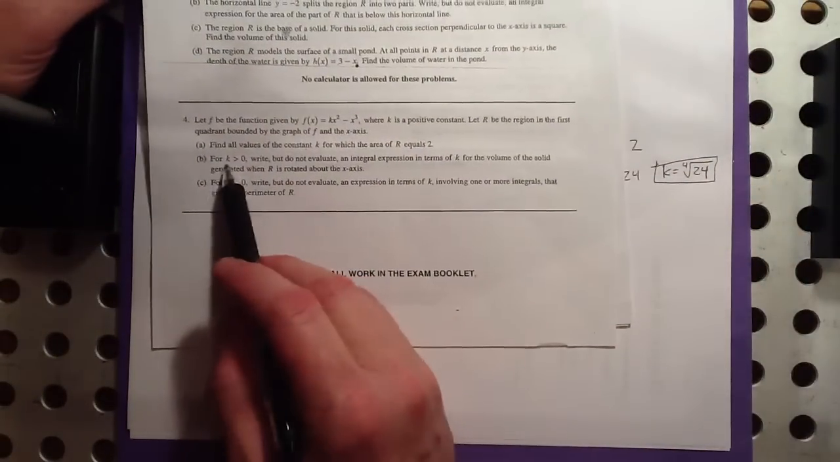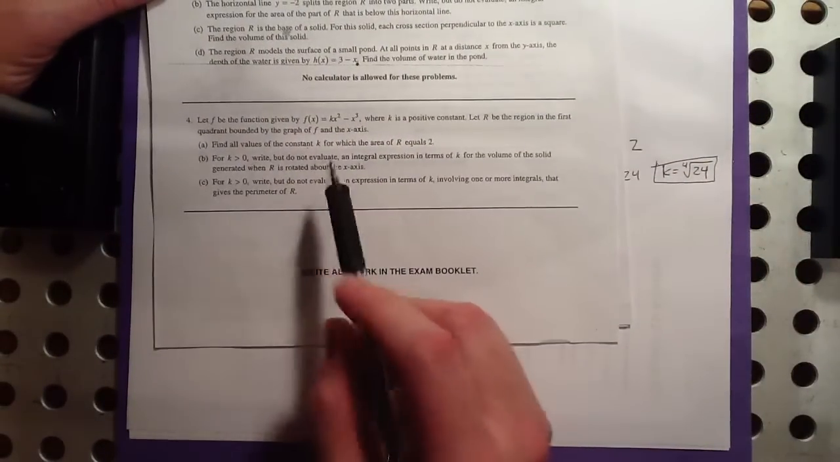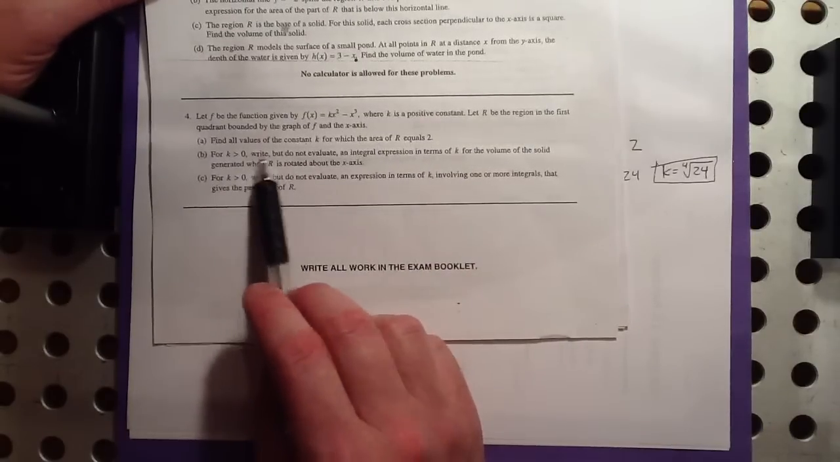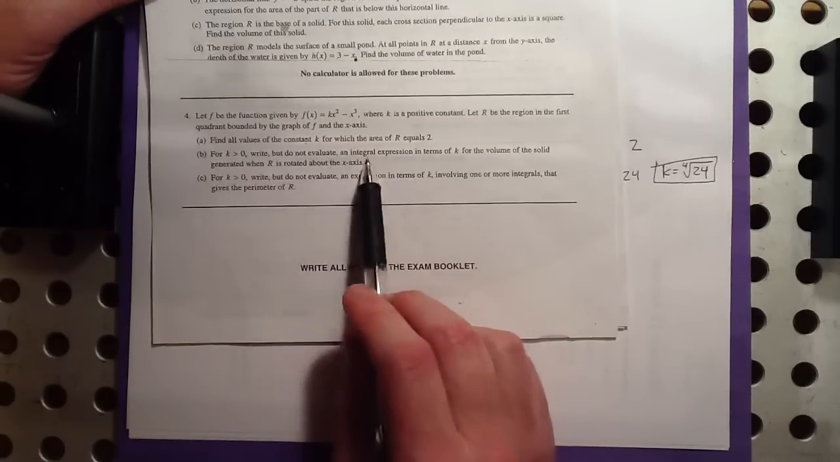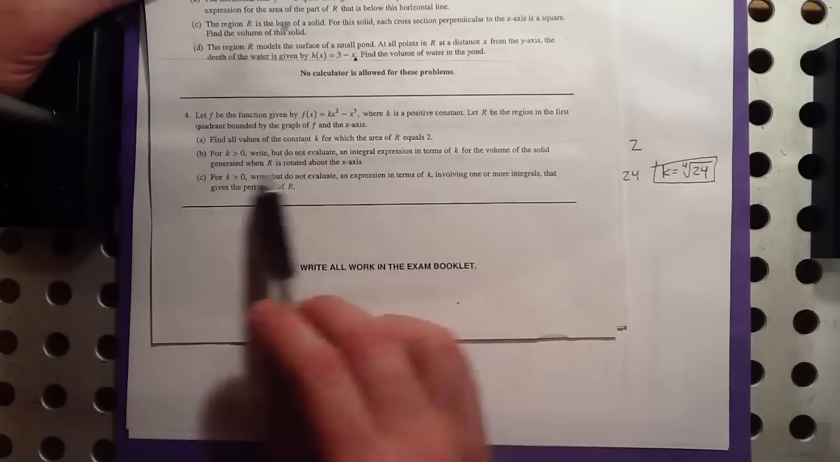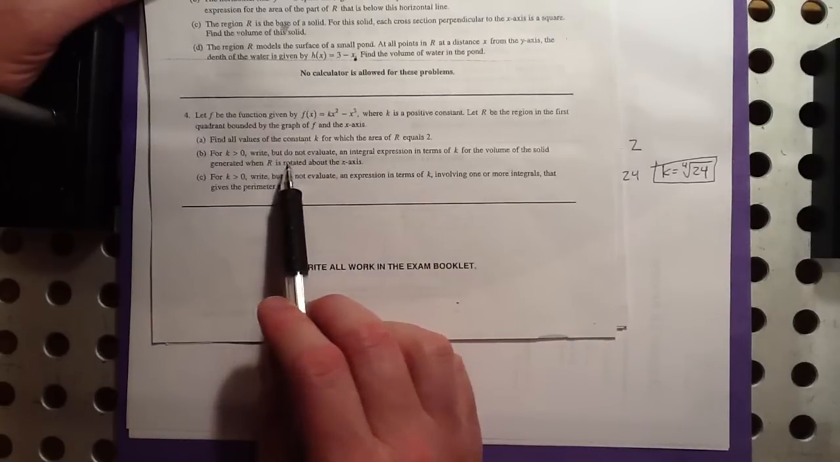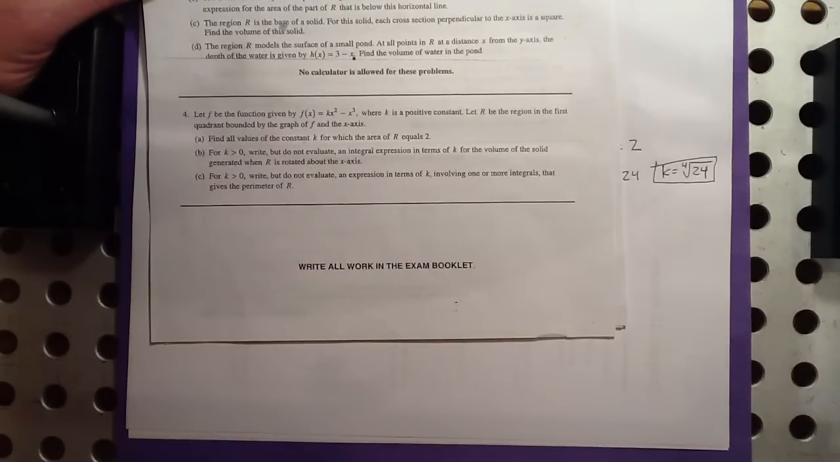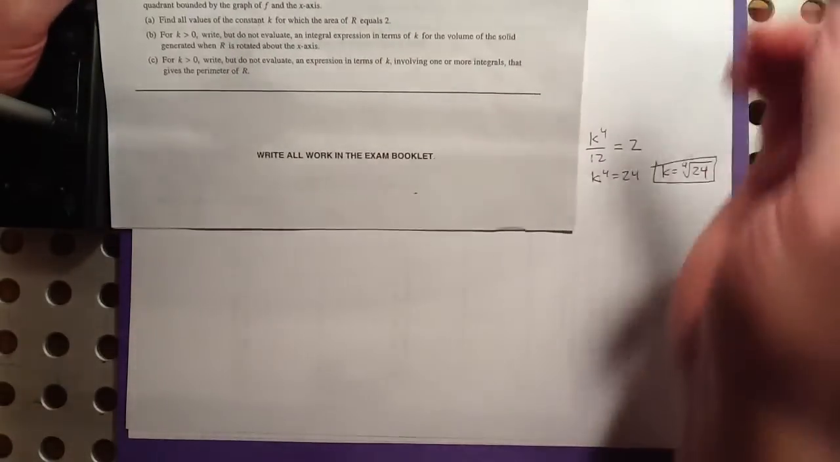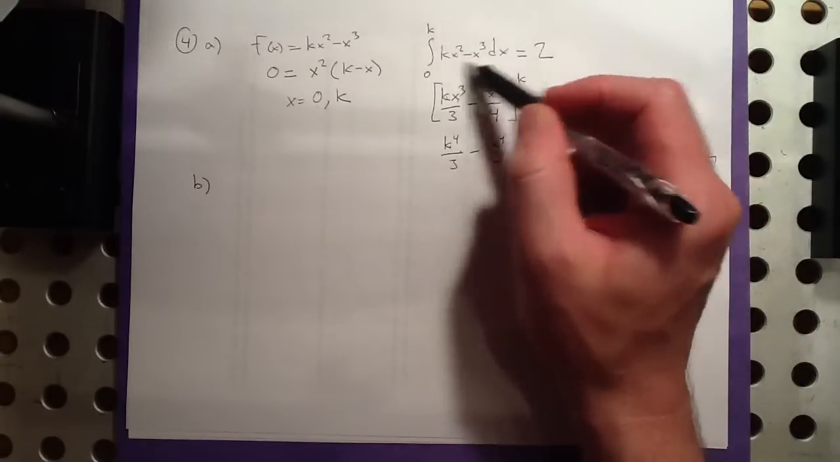Part B. For k values greater than 0, and they told us k is a positive constant, they're reinforcing that here, write but do not evaluate an integral expression in terms of k for the volume of the solid generated when R is rotated about the x-axis. Well, we already know what the region looks like. Right, it looks like this.